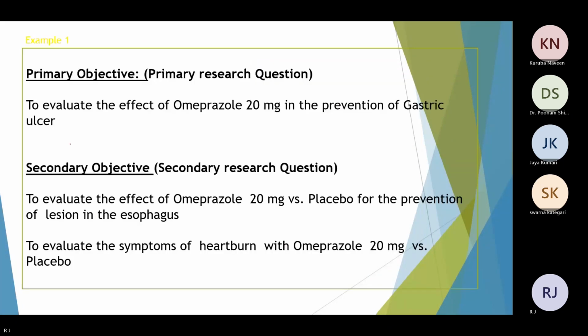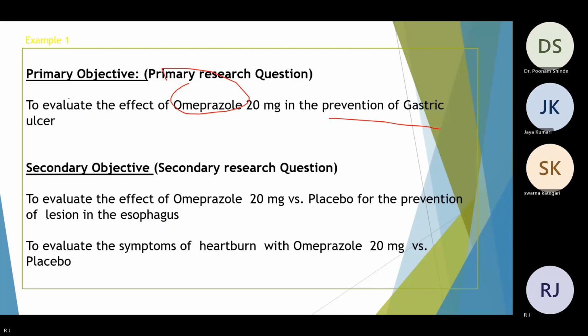For example, take omeprazole 20 mg. I'm conducting one phase 2 clinical trial, okay, to evaluate the effect of omeprazole 20 mg in prevention of gastric ulcer. So you can see here, my primary purpose is to know the effect of this drug in the prevention of gastric ulcer. This is my primary objective. This is my primary goal.